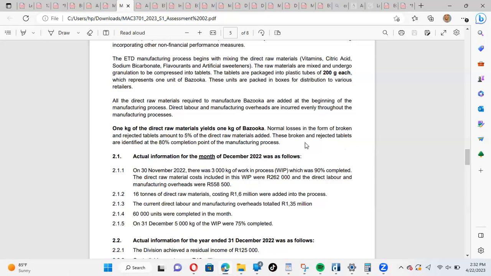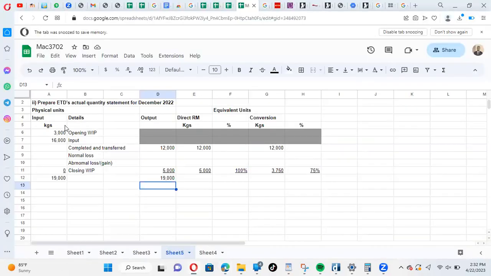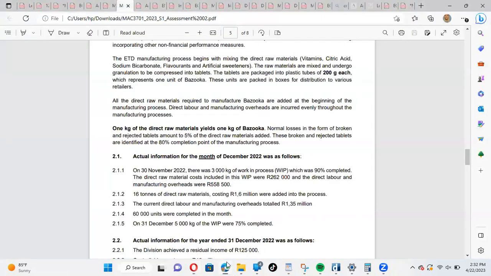So these broken and rejected templates are identified at 80% to completion. Very good, 80% to completion. So in total, this is what we put in, 3,000 and 16,000. So we put in a total of 19,000. Ideally, if all these units need to undergo a normal loss, then it's going to be 5% of this 19,000. That is if all units need to undergo that process. But we need to be more careful now to check which ones of those units qualify.